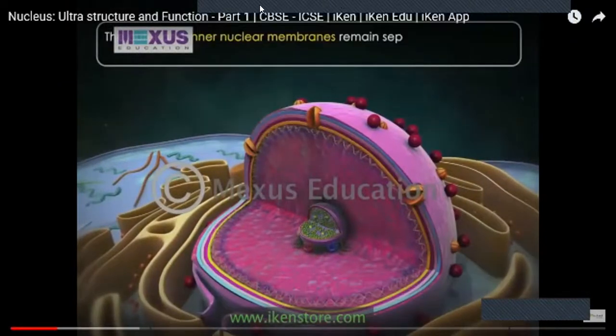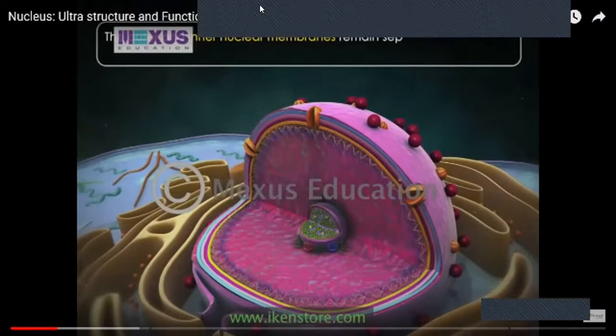What do we mean by this word lipoproteinaceous in nature, beta? It is made up of lipid and protein. Lipid and protein together we call lipoproteinaceous in nature. Understood everyone? Yes, ma'am. Okay. Let's look ahead.